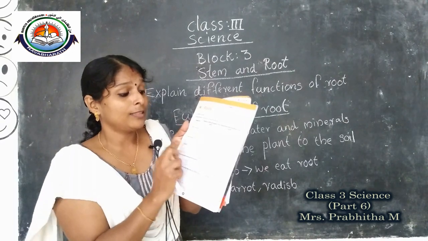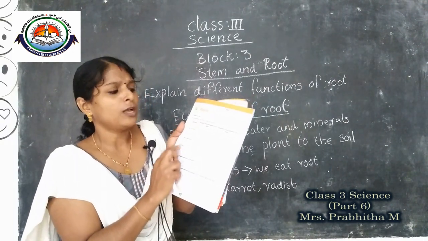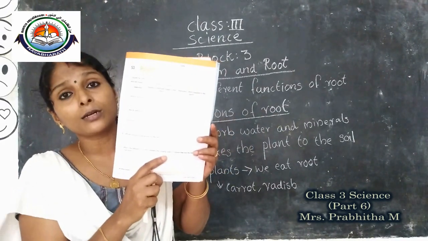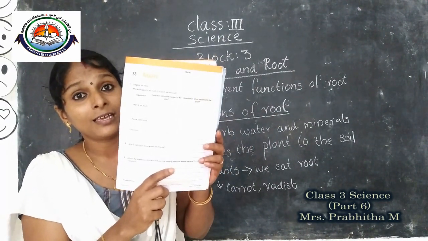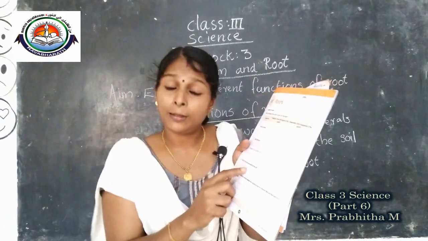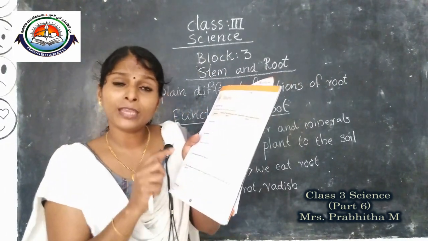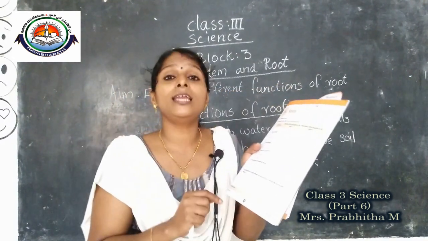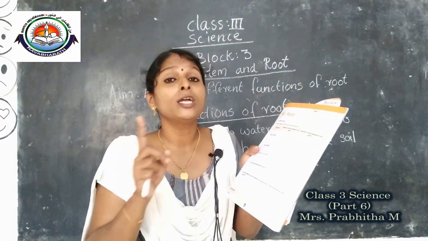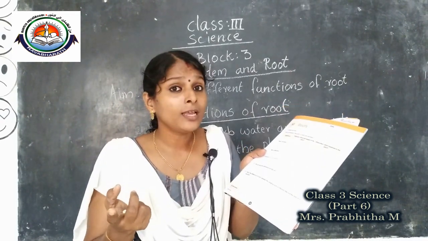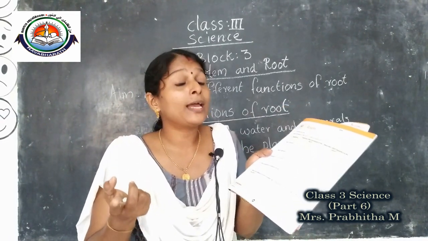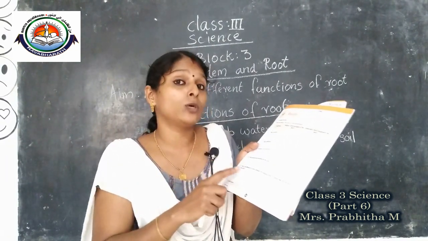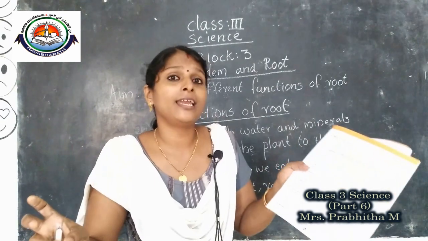Next one, conclusion. From this experiment, what can we conclude, children? We can conclude that without root the plant cannot live. Why? If there is no root, the plant does not get water, and the plant will die, isn't it?